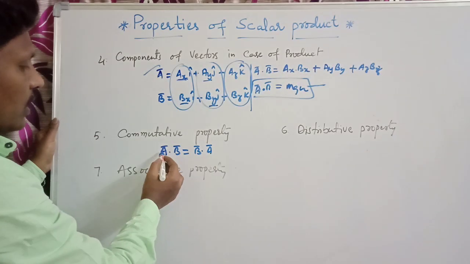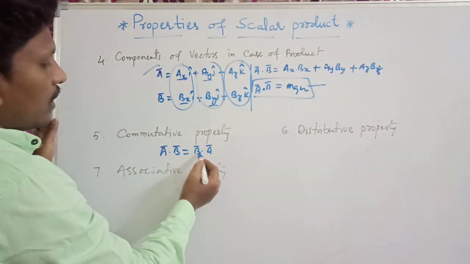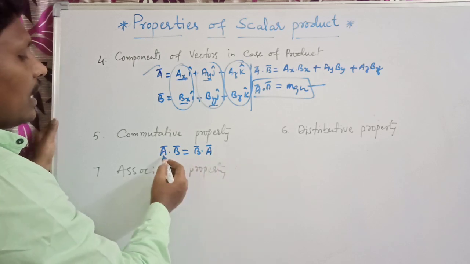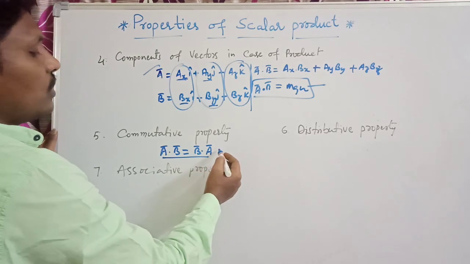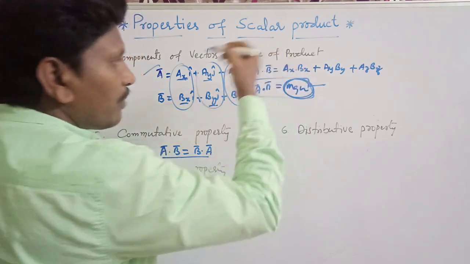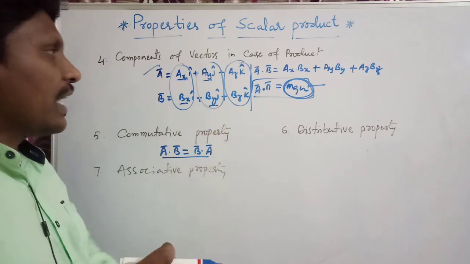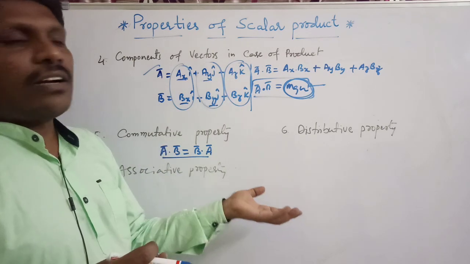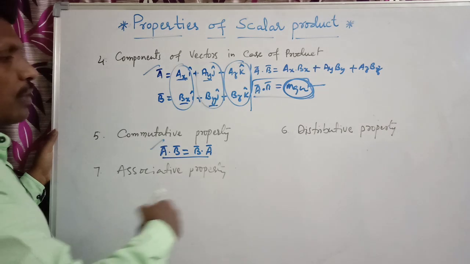Here the order of a bar was initially in the beginning, and afterwards a bar is at the end. The order has been changed, but it does not change the result, because the result is a scalar quantity, having only magnitude but not direction. The magnitude can be taken on the left side or the right side, there is no change. This is the commutative property.